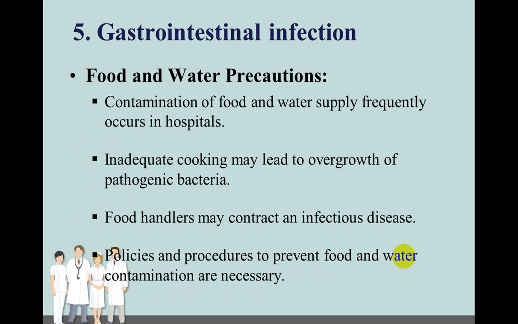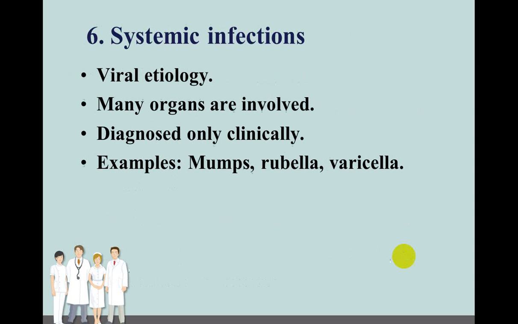Food and water precautions. Contamination of food and water supply frequently occurs in hospitals. Inadequate cooking may lead to overgrowth of pathogenic bacteria. Food handlers may contract an infectious disease. Policies and procedures to prevent food and water contamination are necessary.